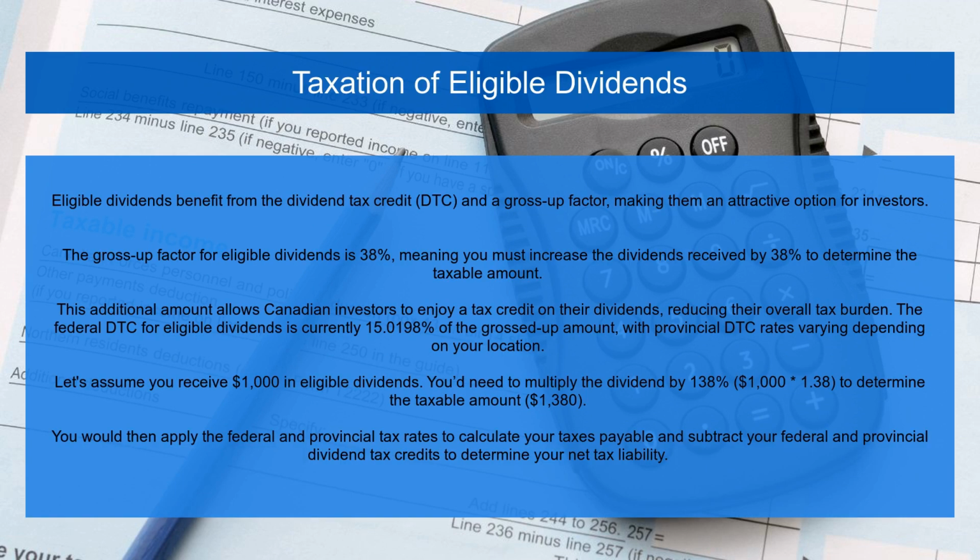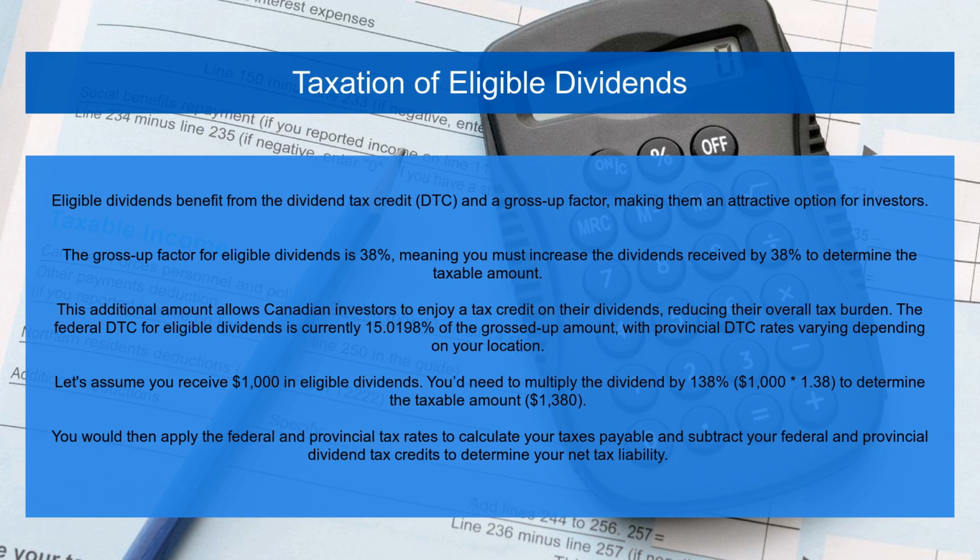Eligible dividends benefit from the dividend tax credit, DTC, and a gross-up factor, making them an attractive option for investors. The gross-up factor for eligible dividends is 38%, meaning you must increase the dividends received by 38% to determine the taxable amount. This additional amount allows Canadian investors to enjoy a tax credit on their dividends, reducing their overall tax burden. The federal DTC for eligible dividends is currently 15.0198% of the grossed-up amount, with provincial DTC rates varying depending on your location.